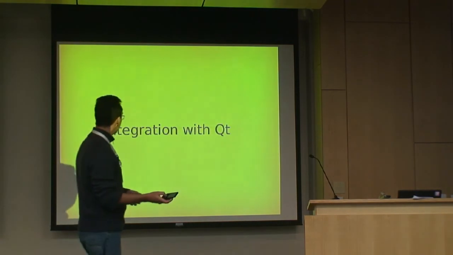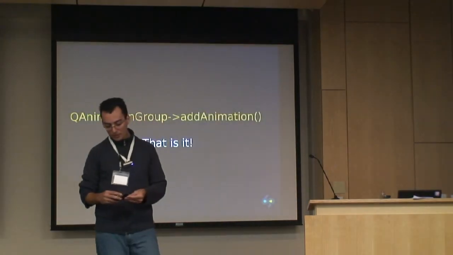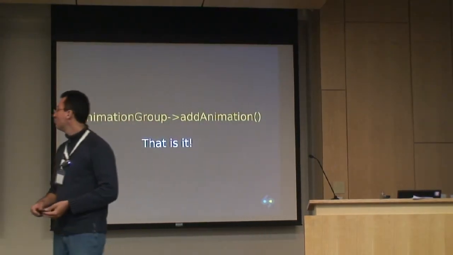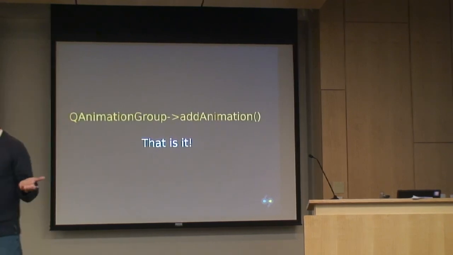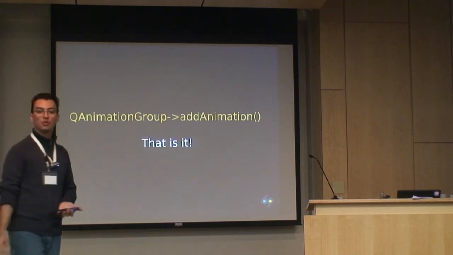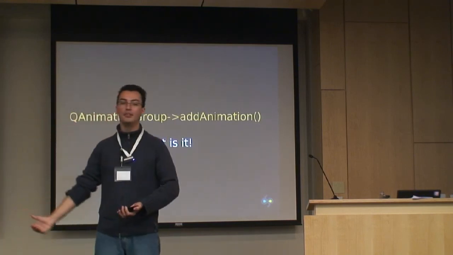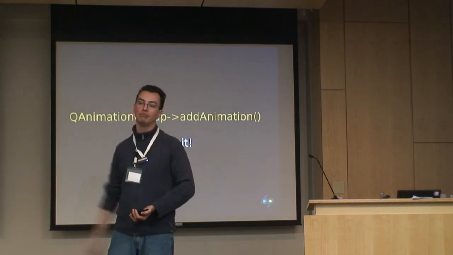What is the level of integration with Qt? Well, you just have to have an animation group. You can just call addAnimation. So there's no difference between Plasma animations and QPropertyAnimation.